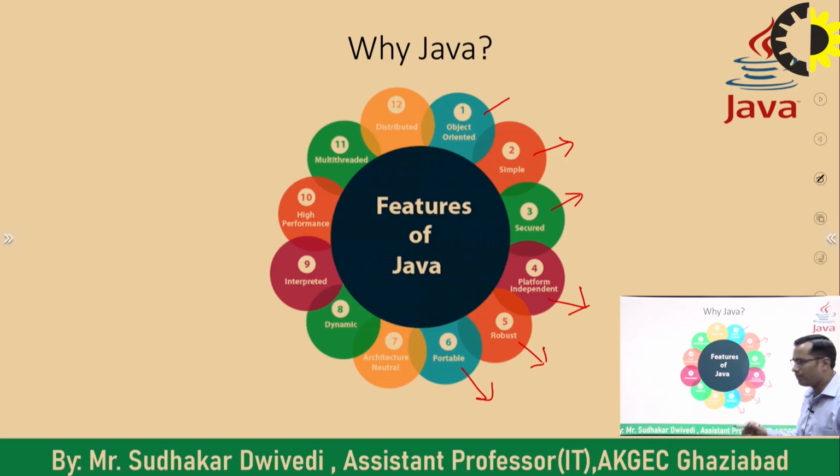Portable means once we have created a program on one type of system, we can take it to other systems and easily execute it. It is architecturally neutral, and this architectural neutrality comes into Java because of the bytecode. Once we have compiled a program on one machine, we can take it to another machine and execute it. The bytecode is not machine dependent. It is created according to a virtual machine, known as the JVM, the Java Virtual Machine.